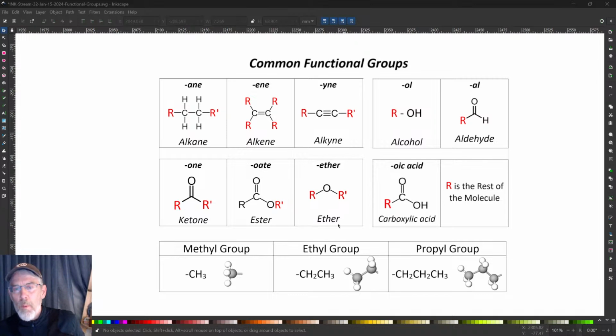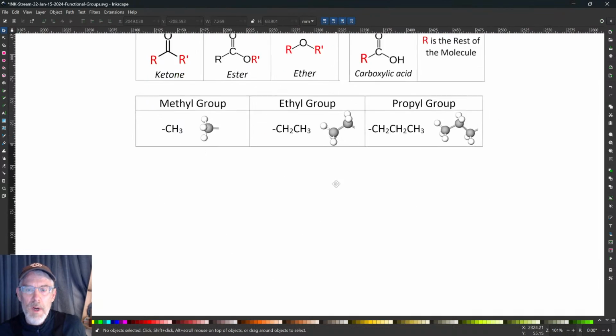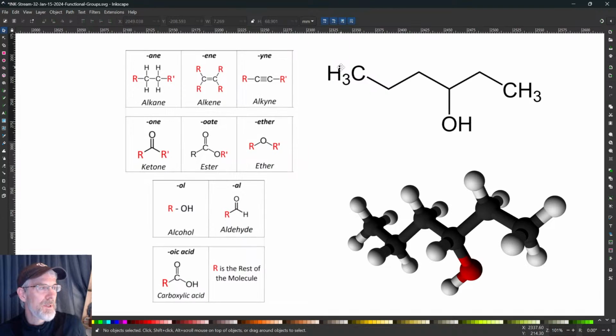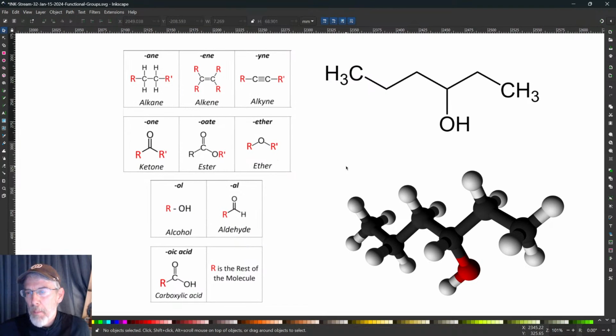So what we'll do is try to figure out what some actual compounds look like, and what functional groups they have. Take a moment and figure out in this compound here, what functional groups do we have? And there's Loretta. Hey, Loretta, good to see you. Awesome.